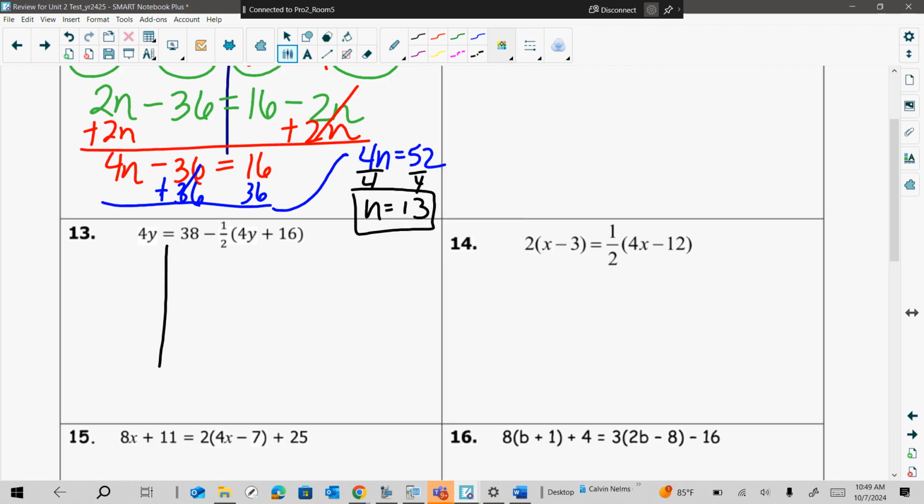On 13, we're distributing this negative 1/2. We're taking half of each term. So the 4y stays, the 38 stays. Half of 4y is now 2y. Half of 16 is 8. So this is negative 8 or minus 8.